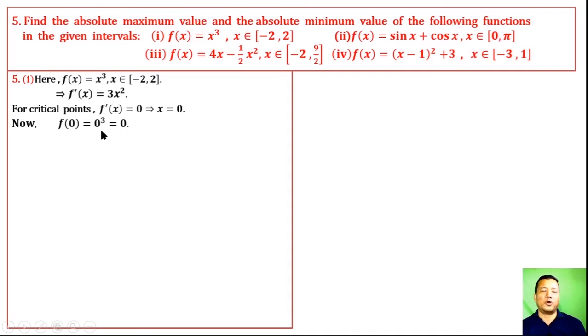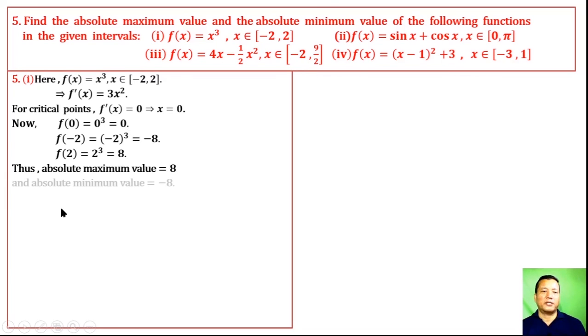Now f(0) is 0 cube, whose value is 0. f(minus 2) is minus 2 cube, that is minus 8. f(2) is 2 cube, that is 8. Thus absolute maximum value is the maximum of these three values, that is 8. And absolute minimum value, the minimum of these three values, is minus 8.